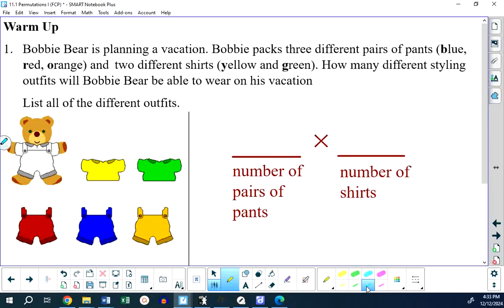So if we go back to Bobby Bear, he had to do two things. He had to choose a pair of pants and choose a shirt. And he had 3 pairs of pants to choose from and 2 shirts to choose from. So because he has to do both, because it's pants and shirt, the fundamental counting principle says we just multiply those numbers together and we get the number of different ways that that entire task can be completed.